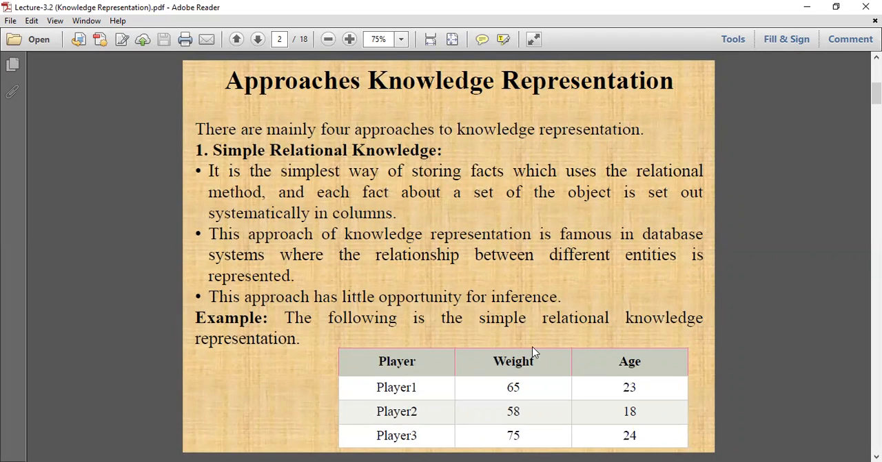So this is a simple example. We have taken player 1, player 2, player 3, and this is the weight of the player and age, and many more fields you can add. If you want to search how many players are above weight 65, you can scroll down, filter this, and search it out.